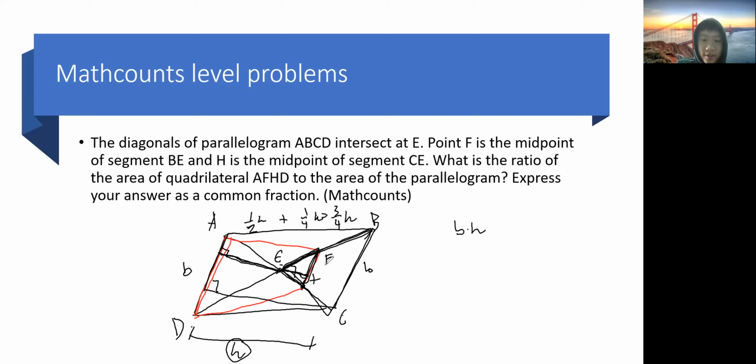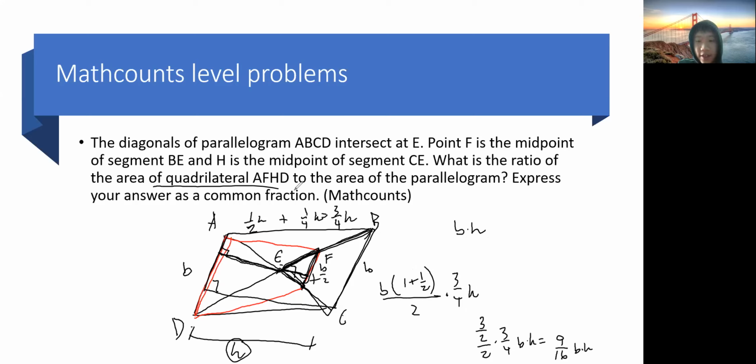Okay, so now we really have all we need, because the area of the trapezoid is going to be the average of the bases. So it's going to be B plus B over 2, so that's the average, times the height, which is 3/4 H. We just do a little simplifying here. We can factor out the B. That will be B, 1 plus 1/2, which is 3/2 over 2 times 3/4. 9 over 16 B times H. That's the area of the quadrilateral AFHD. So the ratio will be this divided by the original area of the parallelogram. So it's just going to be 9/16. That is the answer. Any questions about this?